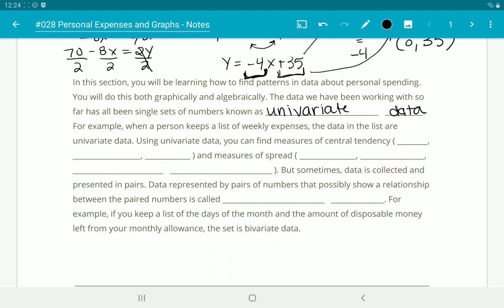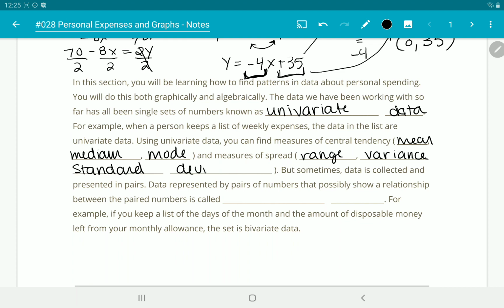Using univariate data, you can find measures of central tendency, which are things like mean, median, and mode, which we looked at before, and different measures of spread, or how spread out the data is. So like range, variance, or standard deviation. Those are all things that we've looked at so far.